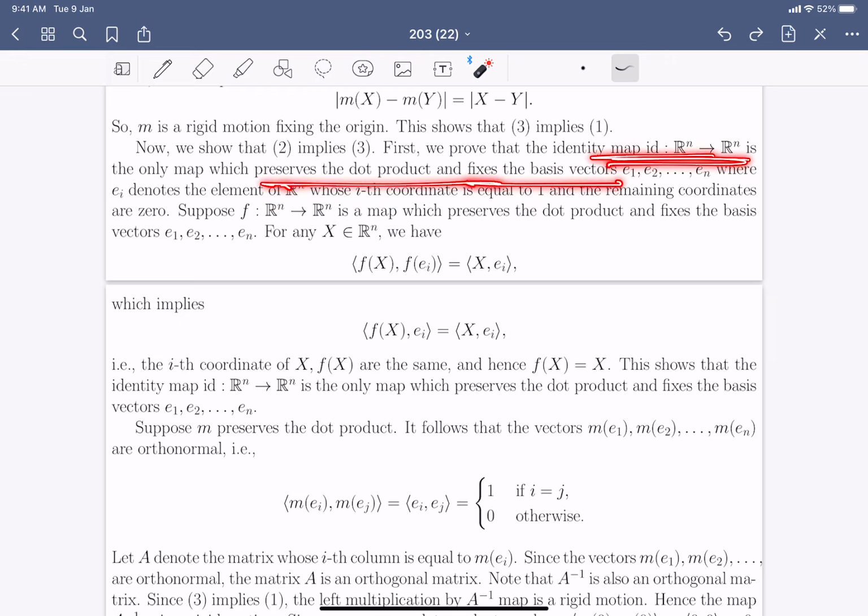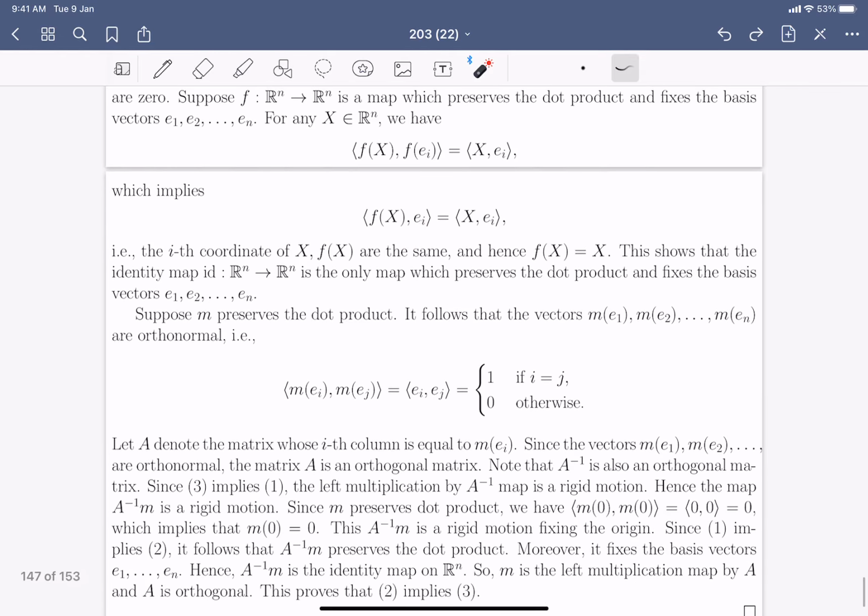First we show that if you look at a map from Rn to Rn that preserves the dot product and fixes the basis vectors, then it has to be the identity map. Suppose f from Rn to Rn preserves the dot product and fixes these basis vectors e1 up to en. Then, as a consequence, this holds. Since we have assumed that the basis vectors are fixed, we know that f of ei is the same as ei. So the dot product between fx and ei is equal to the dot product between x and ei. It follows that the ith coordinates of these two vectors, fx and x, are the same.